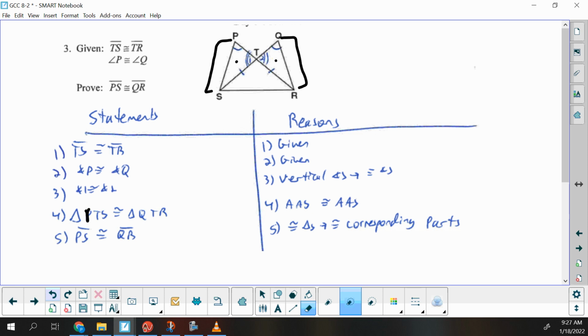I named my first triangle PTS. P was our given angle, that matches with Q in the other one. T was our vertical angle, that matches with T, and then our leftover one is R. And then our new step from yesterday to get that one additional thing congruent in the triangles. Congruent triangles implies congruent corresponding parts.